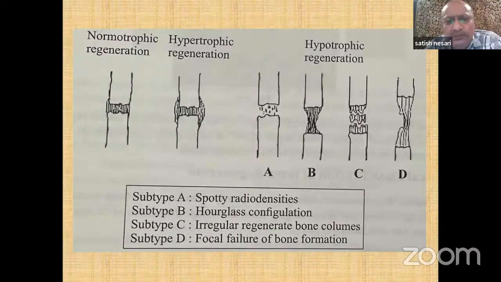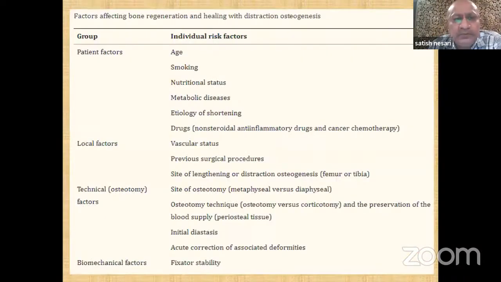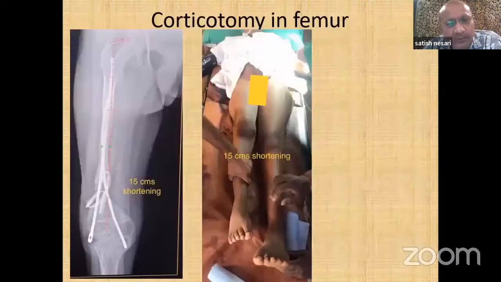So what type of regenerate can we get? We can get a normotropic regeneration, hypertrophic regeneration, and a hypotropic regeneration. There are many factors which affect a good regenerate: patient factors, local factors, technical factors, and biomechanical factors. Some of the factors are under our surgeon control, and some of them are out of our control.